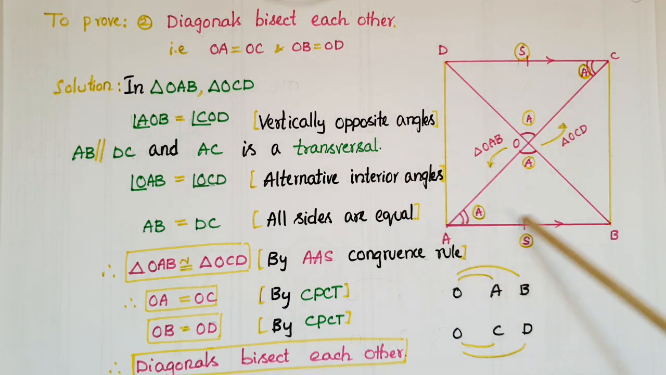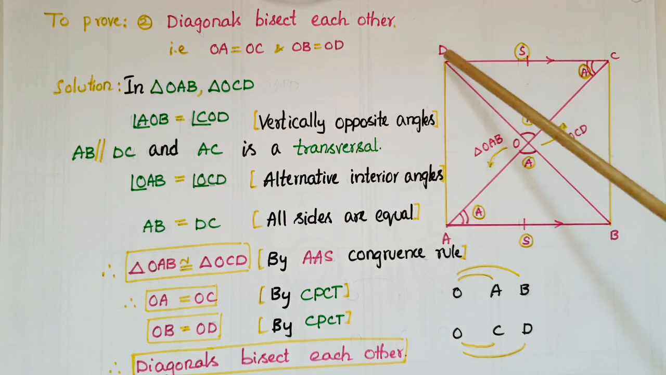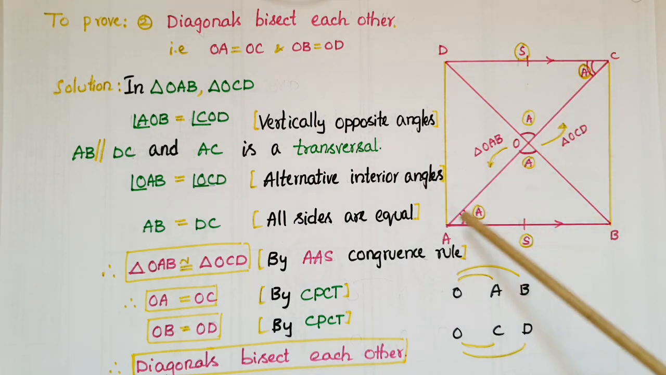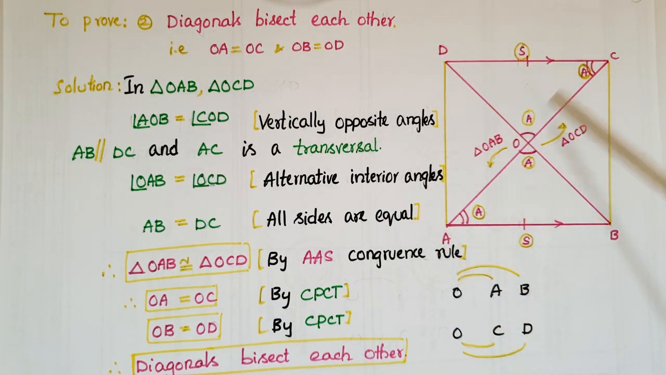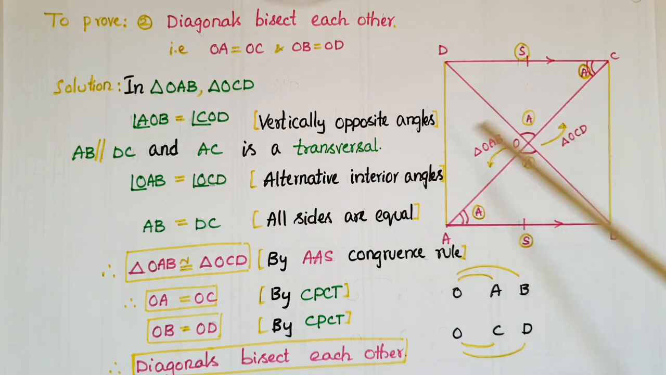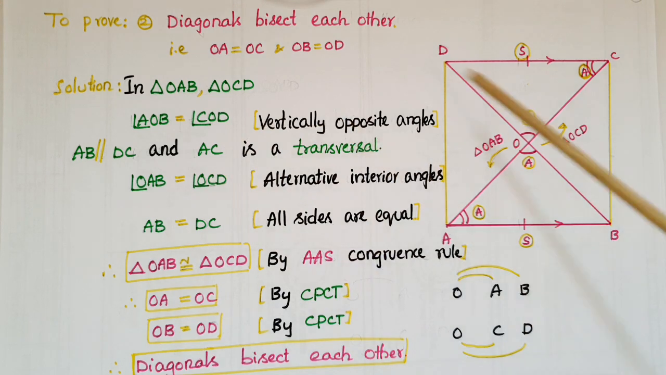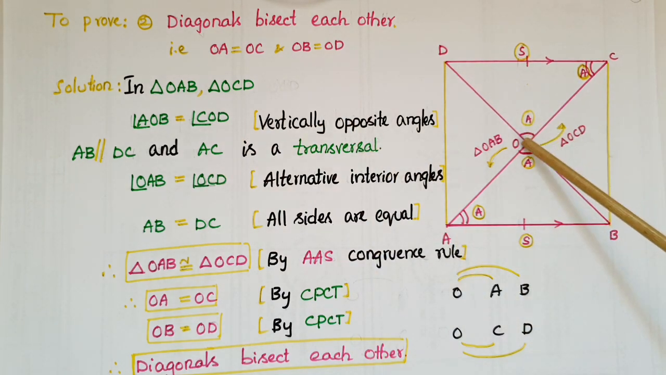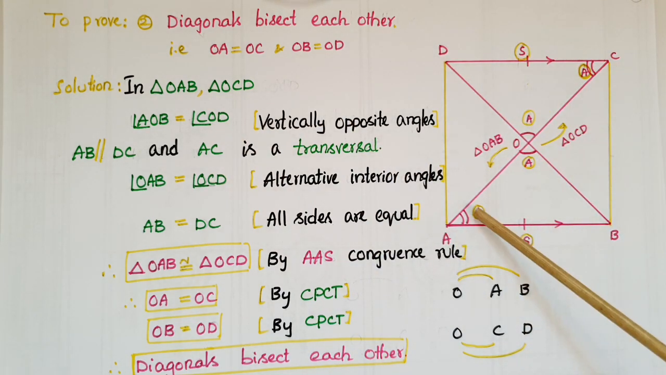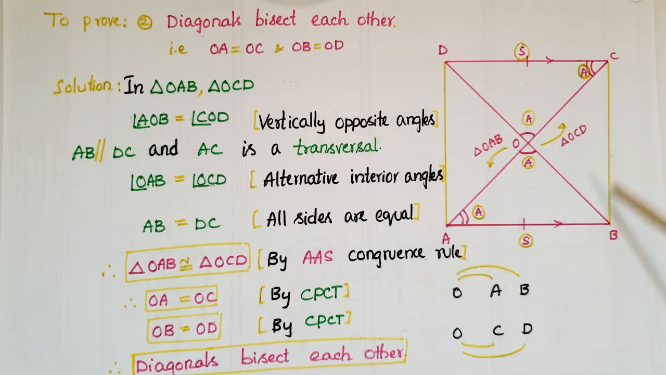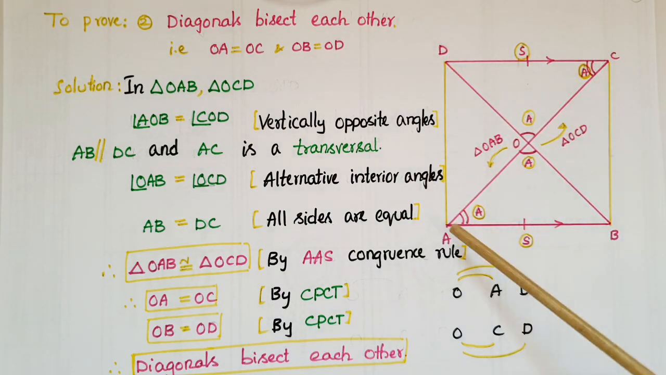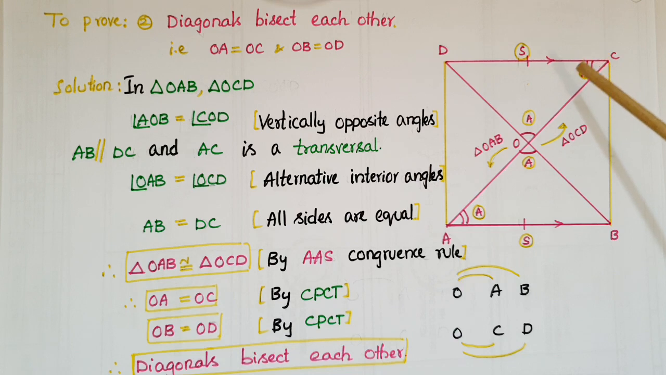And AB is parallel to DC because a square is a parallelogram, so these two sides are parallel, and AC is a transversal line. Then these two angles are alternate interior angles, so they are equal. So angle OAB is equal to angle OCD. And AB is equal to CD because in a square all sides are equal, so these two sides are equal.